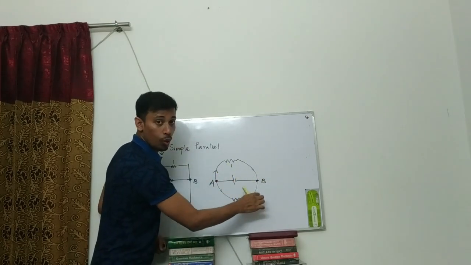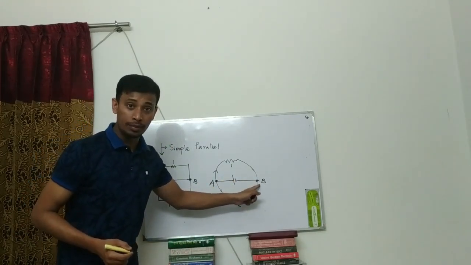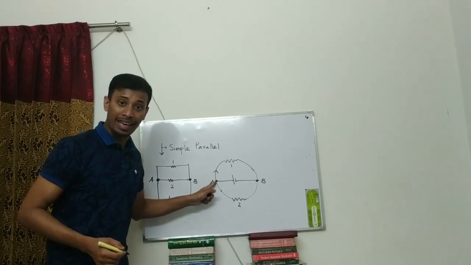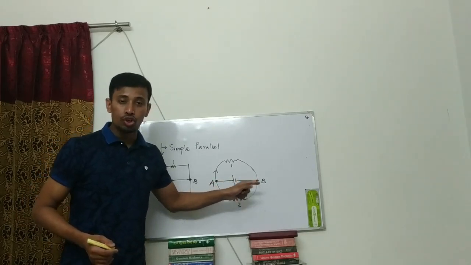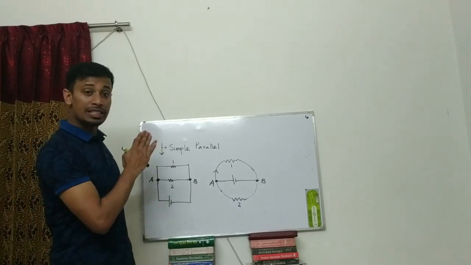So both 1 and 2, their end points are B. So both start from A and end at B. So these two are in parallel. So this is the simple parallel.